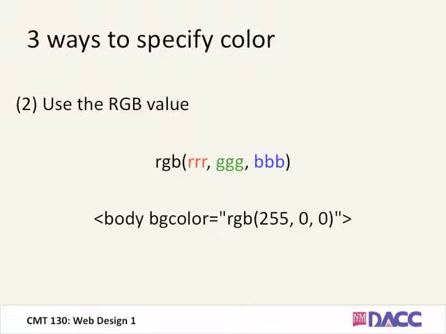The second way to specify color is to use the RGB value. Here the value of the attribute will be RGB with the red, green, and blue values inside parentheses. The values range from 0 to 255. The higher the value, the more of the red, green, or blue will be mixed into the final color. Here, the example shows a red background.